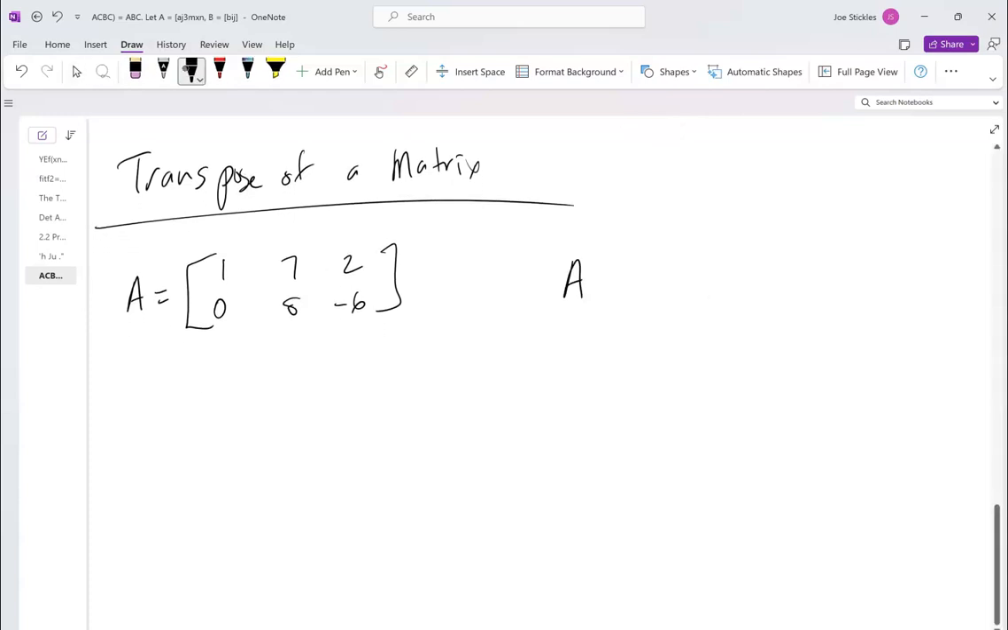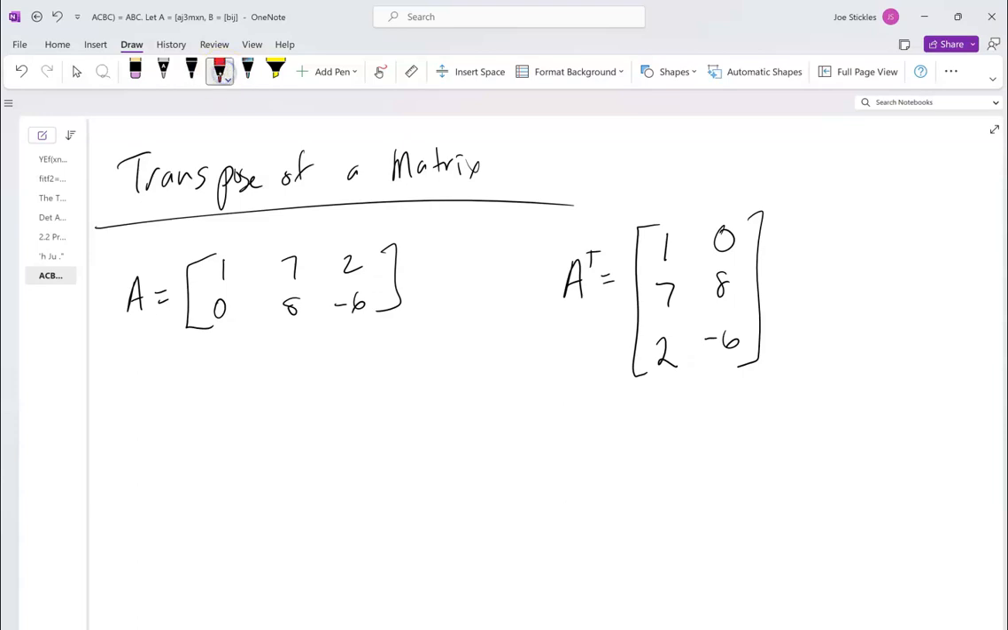When you do the transpose of a matrix, you flip-flop rows and columns. Rows become columns, columns become rows. Okay? So in this matrix, the first row is 1, 7, 2, so in the transpose, the first column will be 1, 7, 2. The second row is 0, 8, negative 6, so the second column is 0, 8, negative 6. So you literally just start flip-flopping rows for columns.